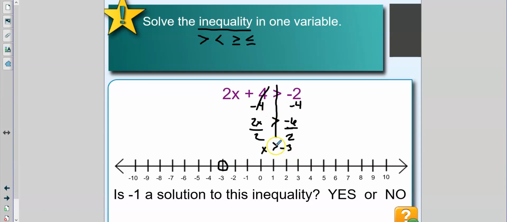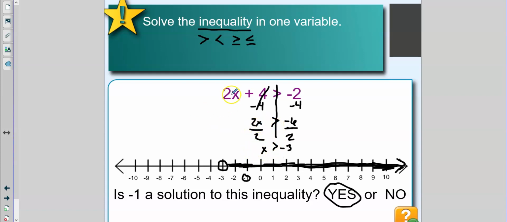And then we would shade, right? Since this says x is greater than negative 3, we would shade along this number line everything that was greater than negative 3. And then maybe you would be asked a question after that. Below here, I've got a question that says, is negative 1 a solution to this inequality? We would say, yes, it is a solution because negative 1 is included in the shaded region. Again, that's just a quick review of what maybe you have done in the past.